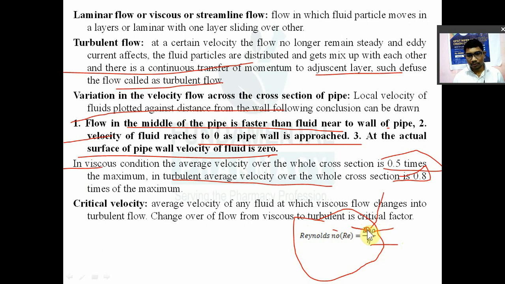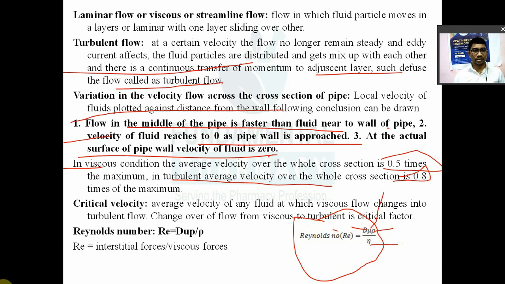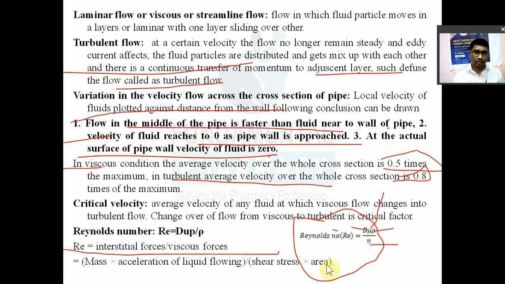So Reynolds number is inertial forces divided by viscous forces. That is equal to mass into acceleration of liquid flowing divided by shear stress into area. Viscous force क्या है? Shear stress into area, and inertial force क्या है? Mass into acceleration of liquid. So inertial forces ज़्यादा हो गए, viscous forces कम हो गए, तो फ्लो बनेगा टर्बुलेंट. इनर्शियल फोर्सेस कम हो गए, विस्कस फोर्सेस ज़्यादा हो गए, तो फ्लो बनेगा लैमिनर.